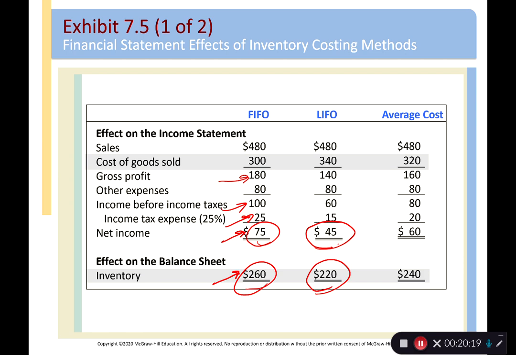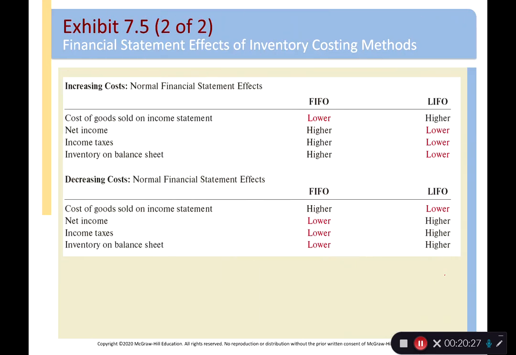Average cost, of course, falls in the middle for both net income and the ending inventory on our balance sheet. So this slide basically tells you generally what happens, and it's called the normal financial statement effects, because this is what happens when you have costs going up, and this is what happens when you have costs going down.